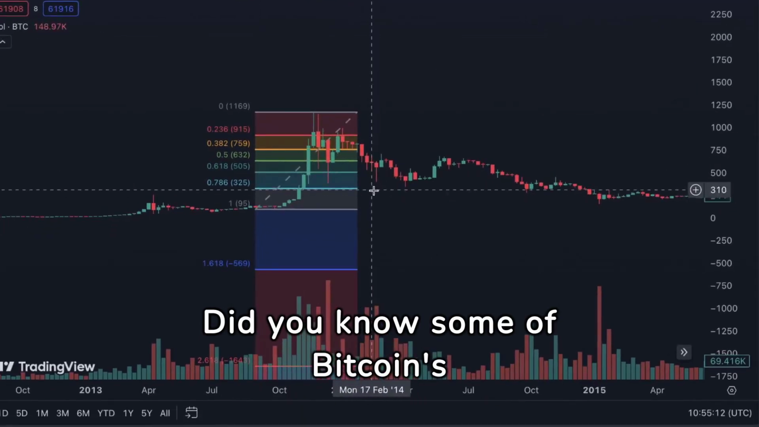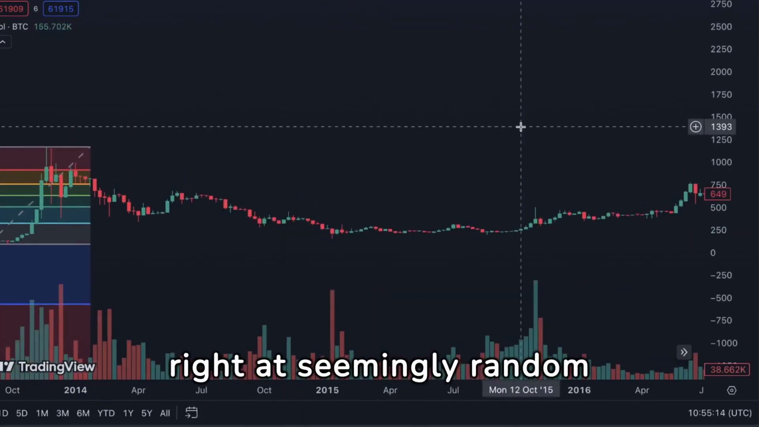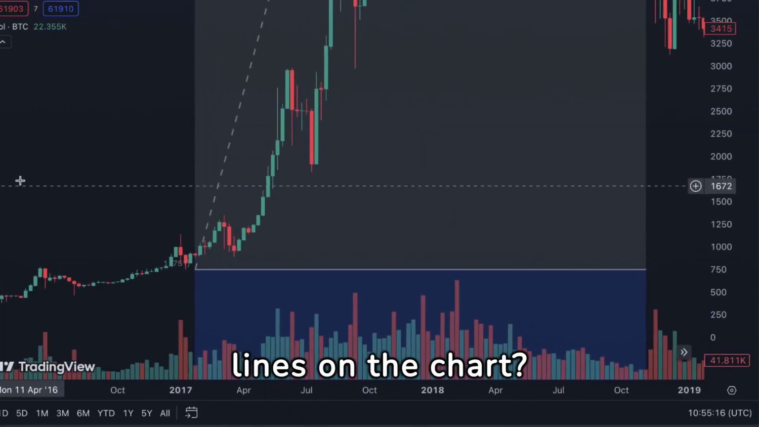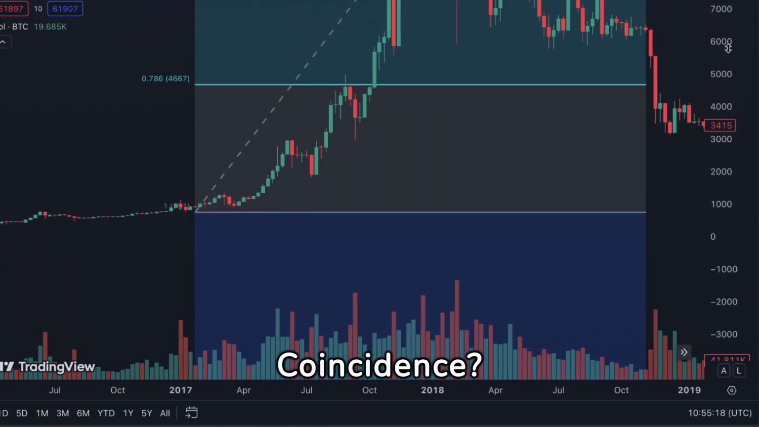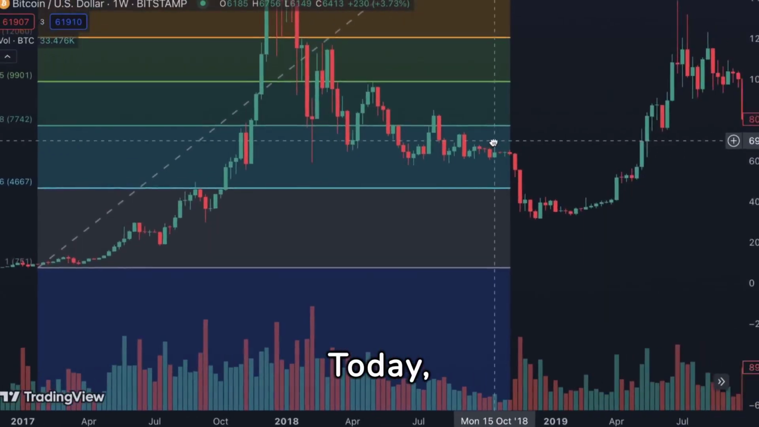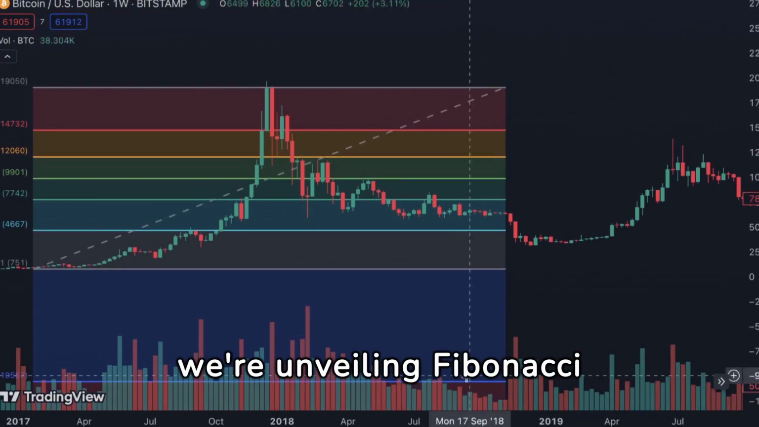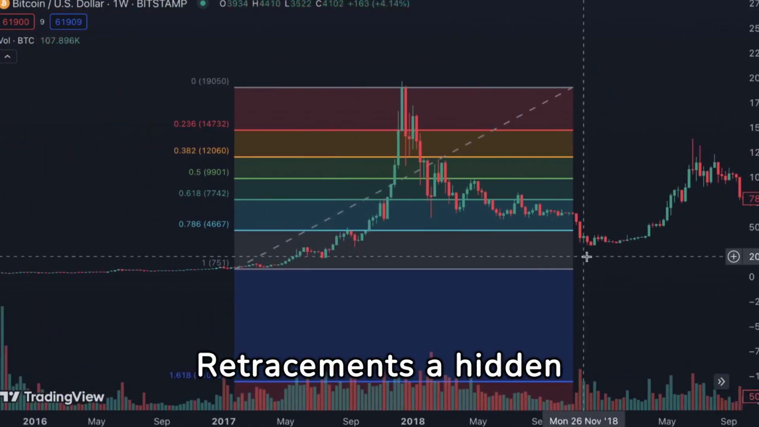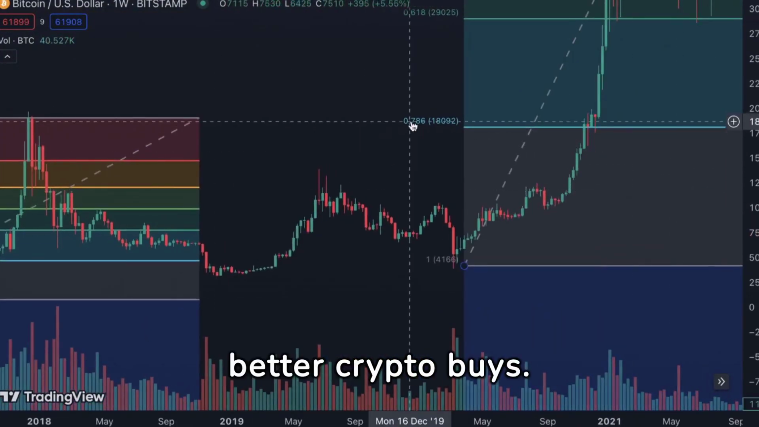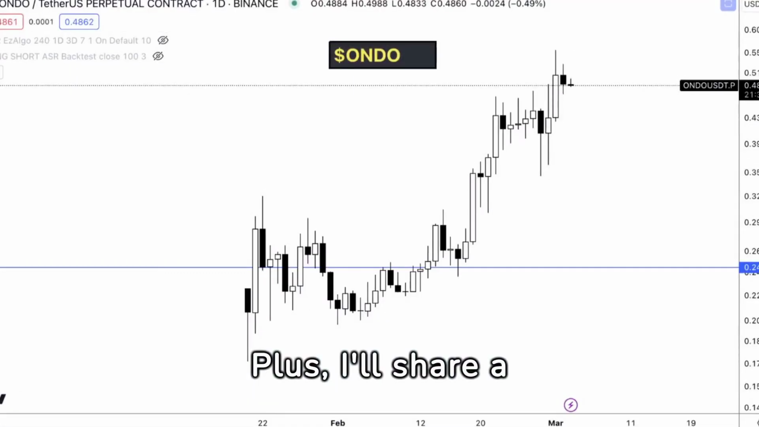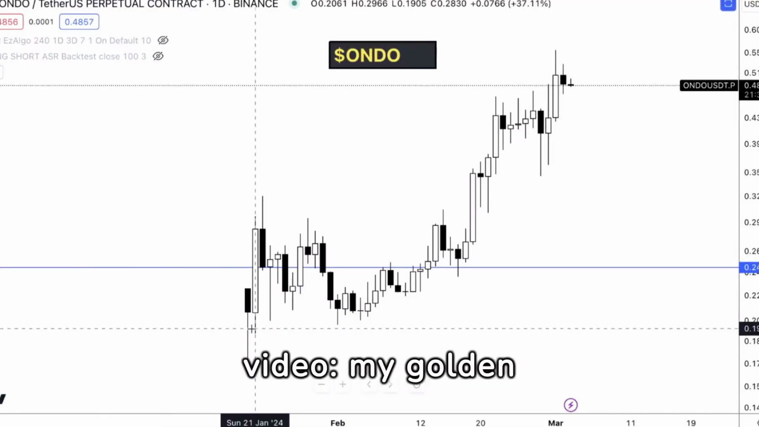Did you know some of Bitcoin's biggest crashes stopped right at seemingly random lines on the chart? Coincidence? I don't think so. Today, we're unveiling Fibonacci Retracements, a hidden pattern that could unlock the key to better crypto buys. Plus, I'll share a special bonus at the end of the video.